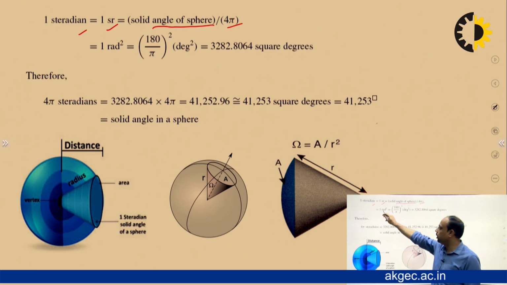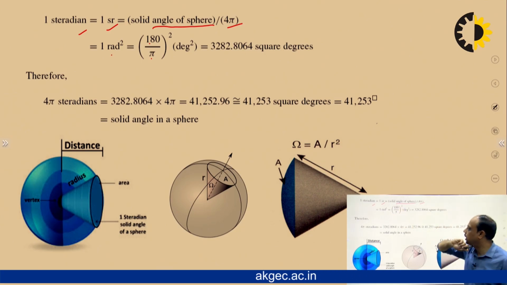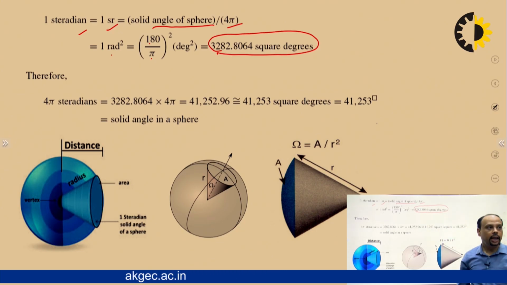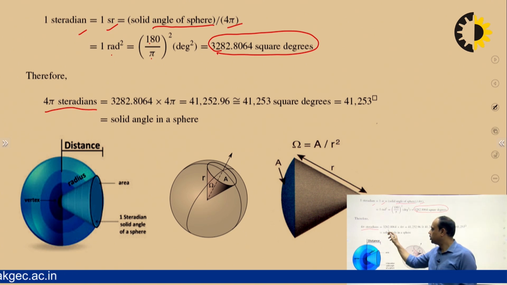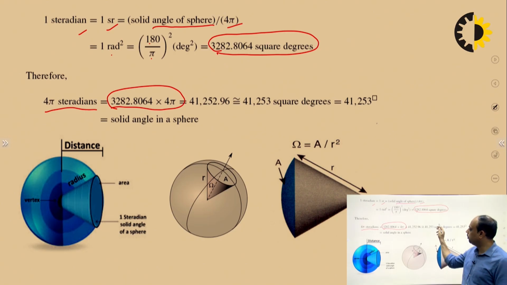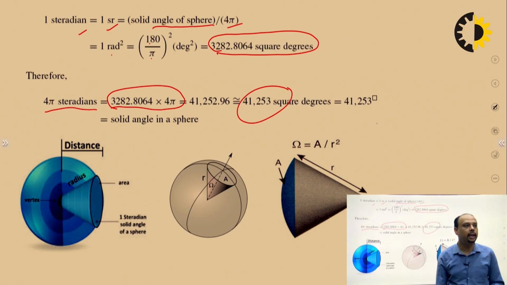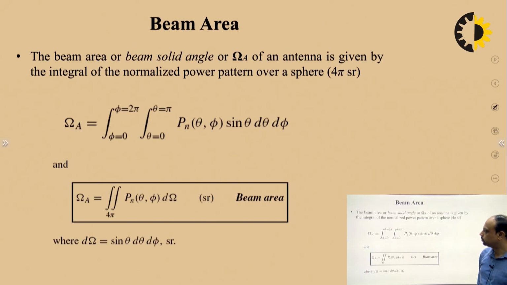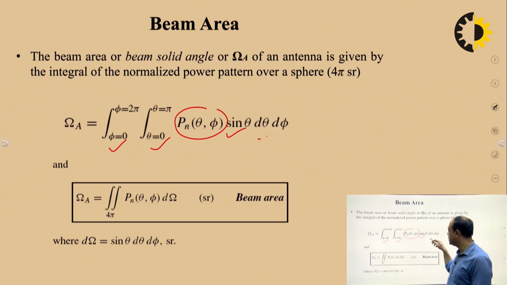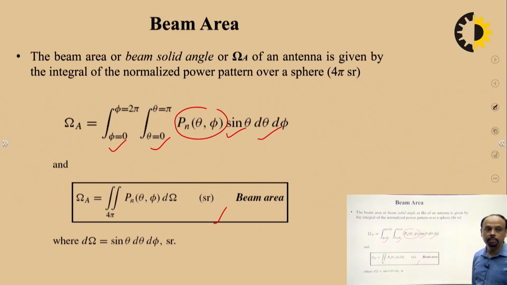As we know, 1 radian is equal to 180 divided by pi, so 1 radian square is equal to the square of 180 divided by pi, and this many square degrees represent 1 steradian. So let's suppose we have 4 pi steradians for the complete sphere. Multiplying 4 pi by 3282, we have 41,253 square degrees available in the complete sphere. So to calculate the beam area, we integrate sin theta d theta d phi over theta from 0 to pi and phi from 0 to 2 pi, and we get the beam area value.